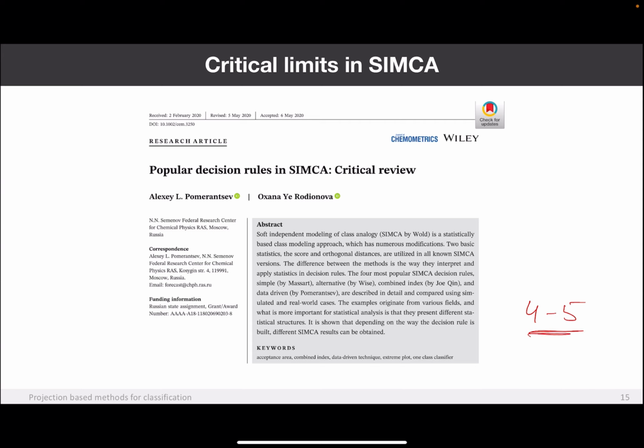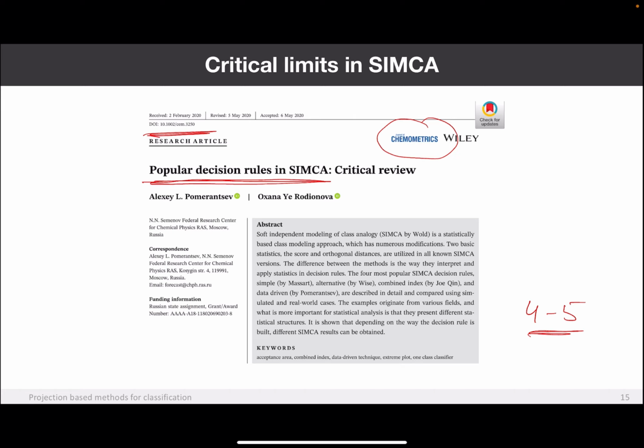And by saying on the market, I mean the following. It depends on which software you use. Different software usually use different ways to compute critical limits. A very nice overview of these decision rules in SIMCA, how to compute critical limits, was recently published in the Journal of Chemometrics. I highly recommend you read this review first.